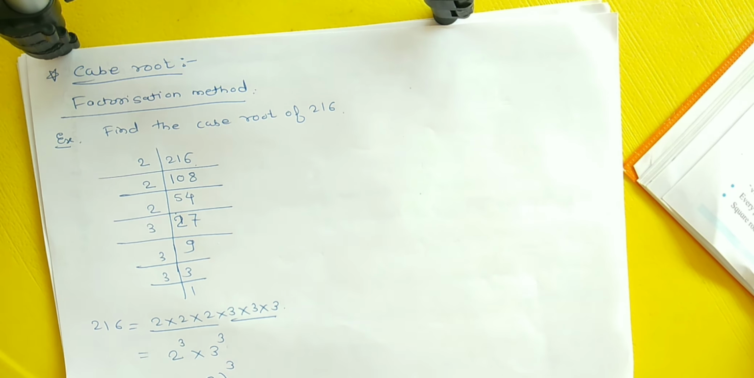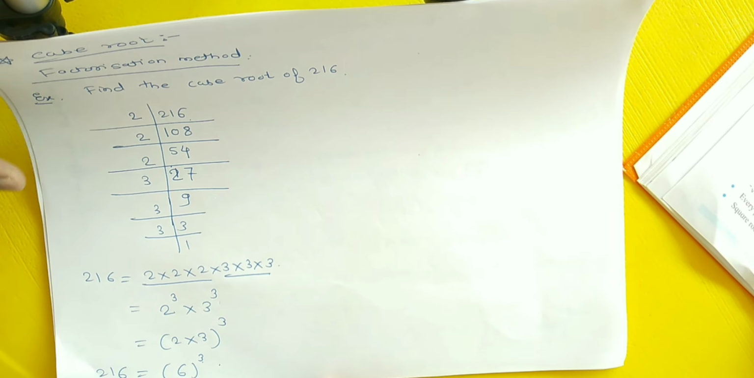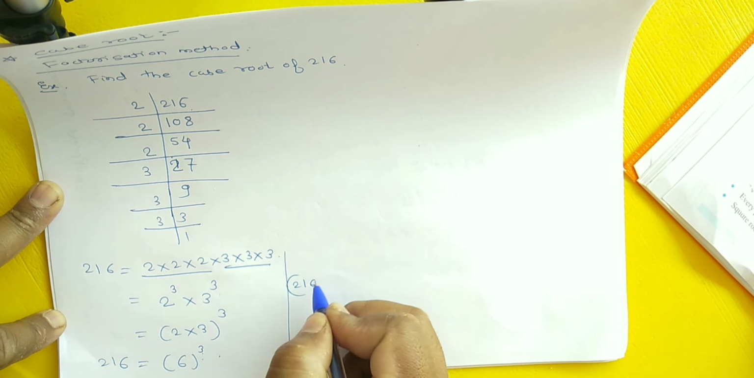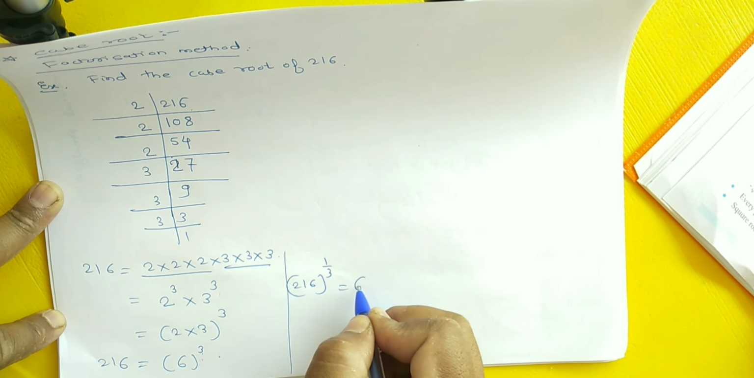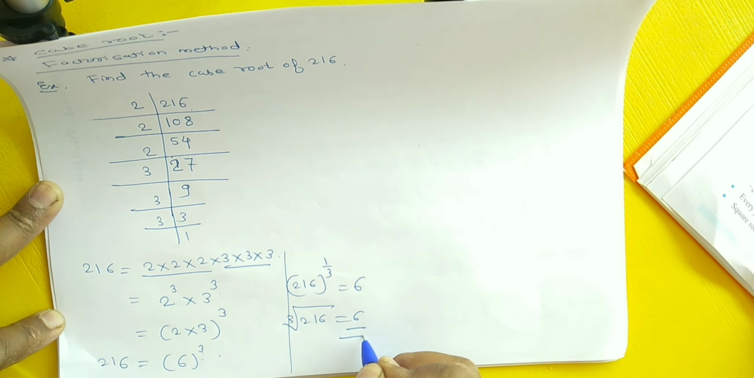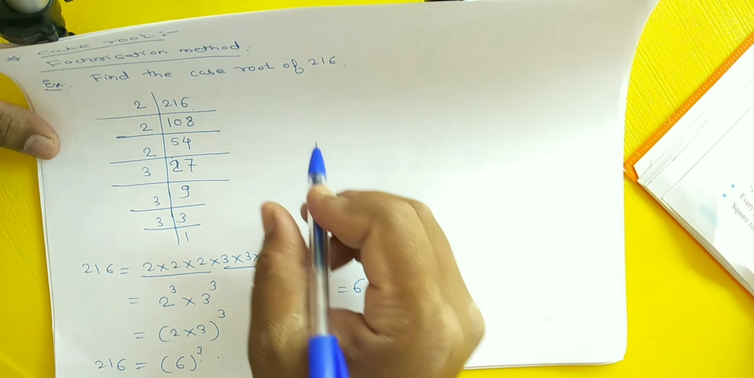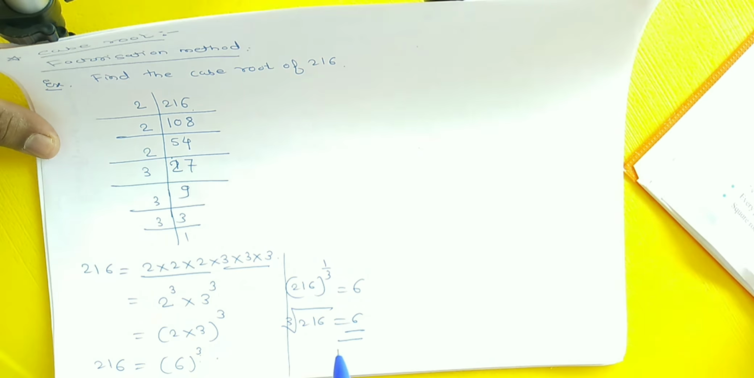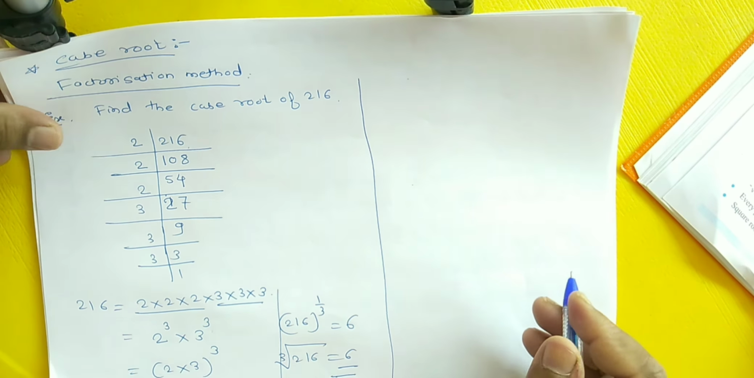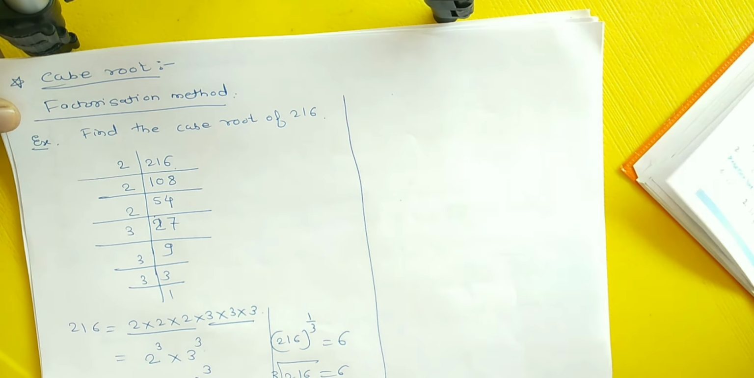Means 216 is 6 cubed. Now we want to find the cube root. So we shift the power to this side, so it becomes 216 power 1 by 3, which is 6. So we can write the cube root of 216 as 6. So the answer is what? Find the cube root of 216 and the answer is 6. Just take one more example for understanding.